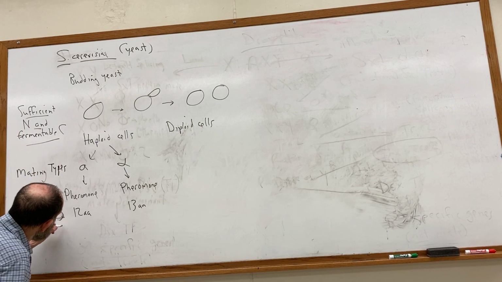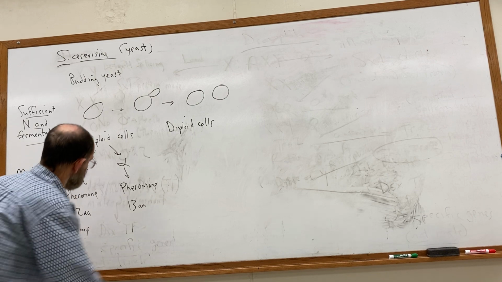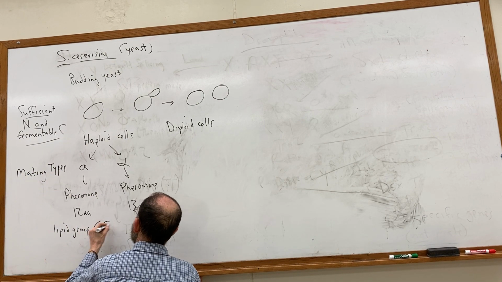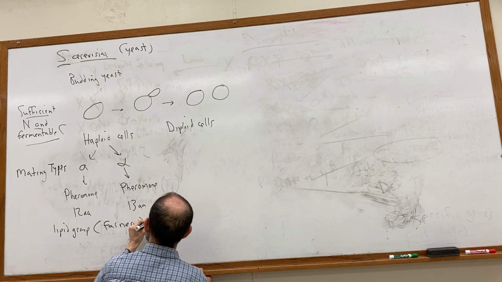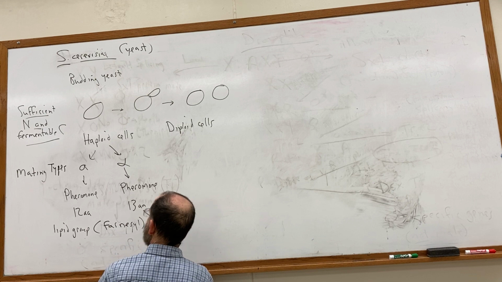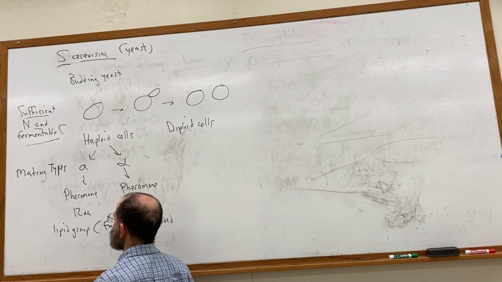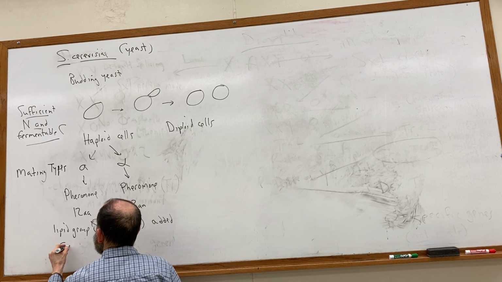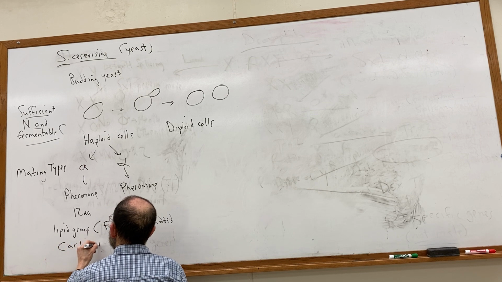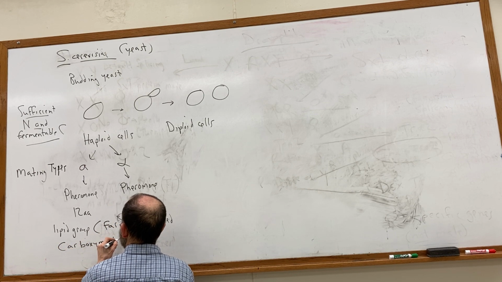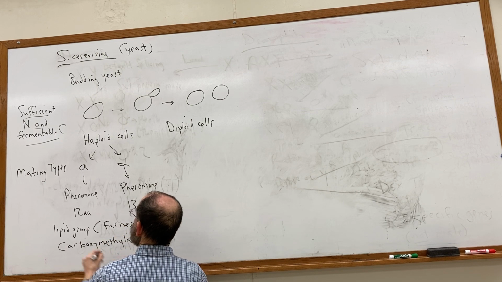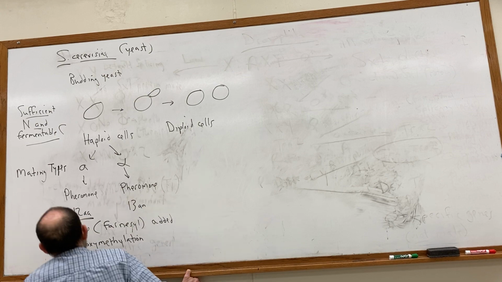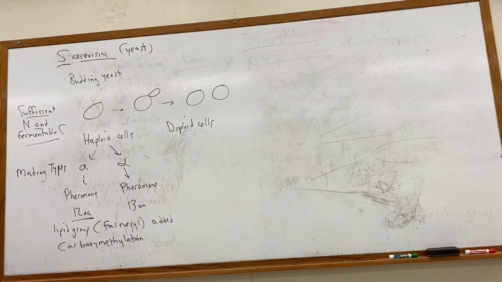One of those is that a lipid group, a farnesyl group, is added. And there's methylation of the carboxy end of the protein. So you also get carboxy methylation. And that's for the A pheromone.